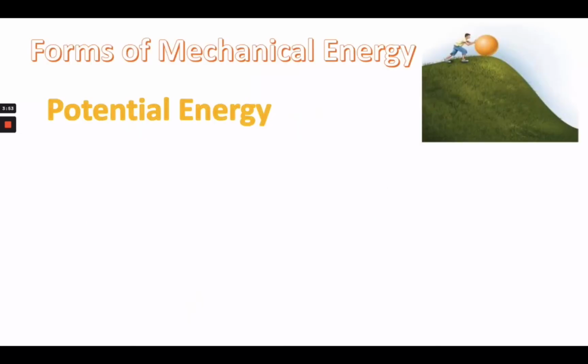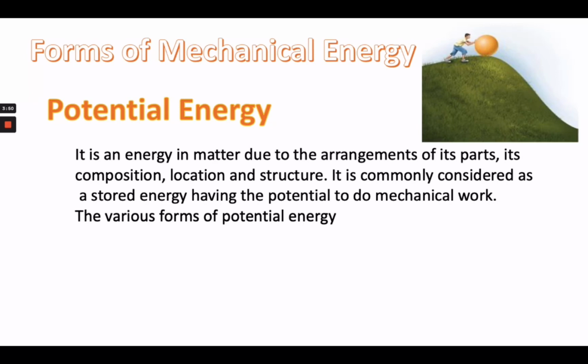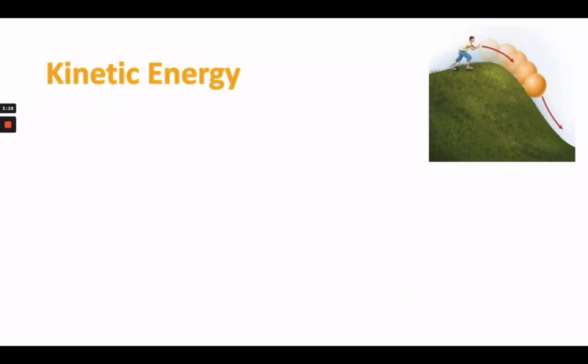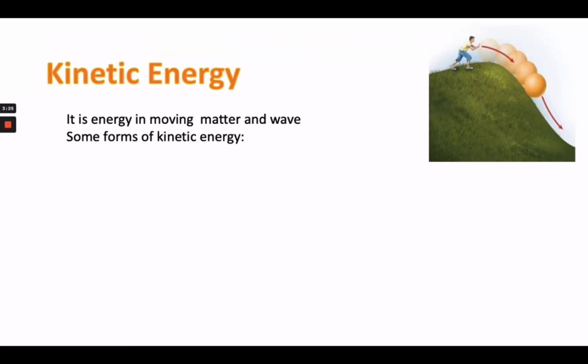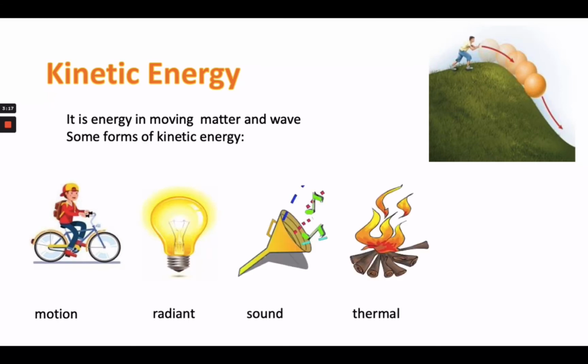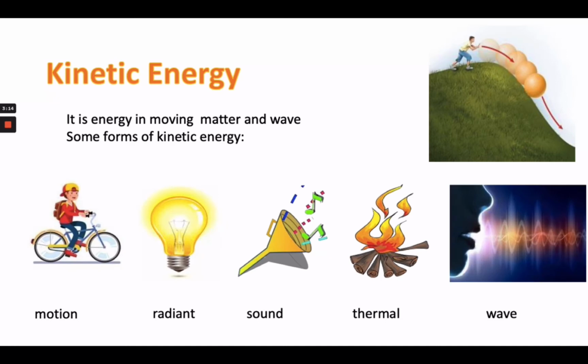Potential energy is defined as an energy in matter due to the arrangements of its parts, its composition, location, and structure. It is commonly considered as a stored energy, having the potential to do mechanical work. The various forms of potential energy are gravitational and elastic, while kinetic energy is defined as an energy in moving matter and wave. Some forms of kinetic energy are motion, radiant, sound, thermal, and wave energy.